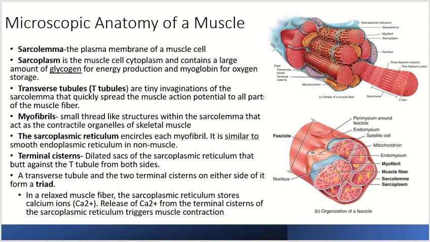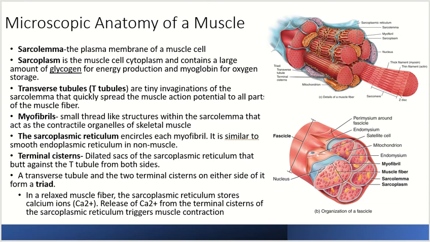Next, we're going to look at the microscopic anatomy of the muscle, so all the little tiny bits that actually make up the muscle. First we have the sarcolemma, which is basically just the plasma membrane of the muscle cell. And then next we have the sarcoplasm, the muscle cell's cytoplasm, and it's going to contain a large amount of glycogen for energy production, as well as myoglobin for oxygen storage.